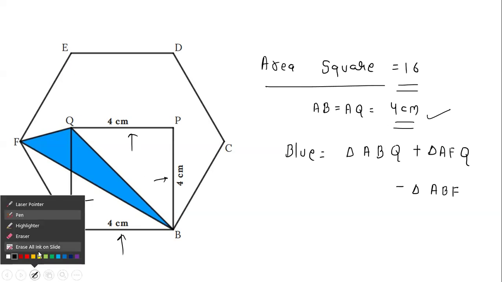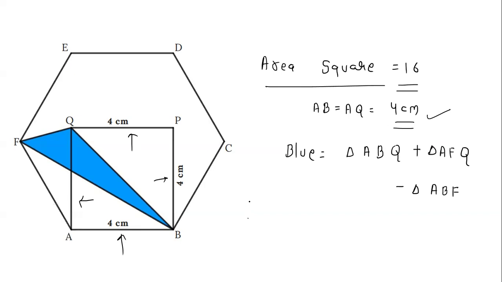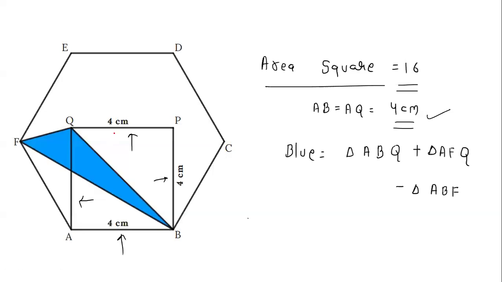So now, how can you calculate this blue area? You can calculate this blue area this way. You see the triangle ABQ. So this is A, this is B, this is Q. So this is the triangle, and this is the area of that triangle. And AFQ. So this is AFQ. So the area of the AFQ triangle is this.